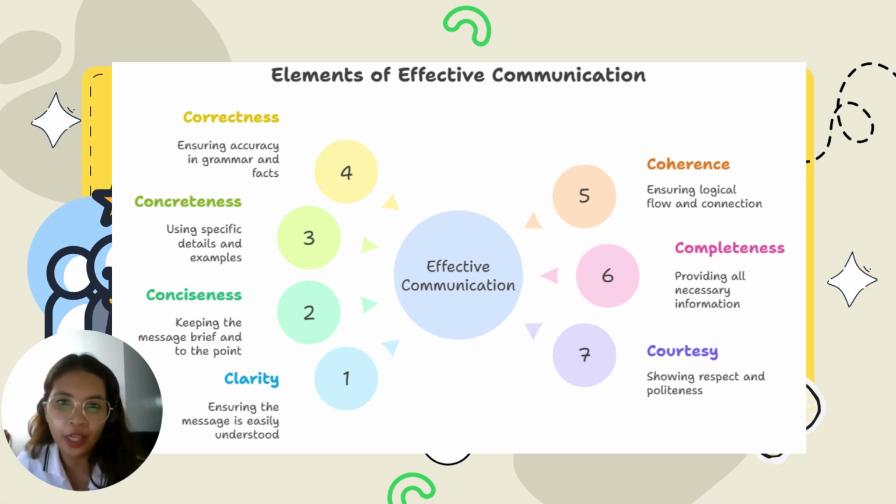Next, we have coherent. So your message must flow. If you're talking about a project, you need to move from point A, B, C, and D. Okay? So example, here's what we've done so far. We need to focus on the next step. So this ensures that everything is connecting logically.